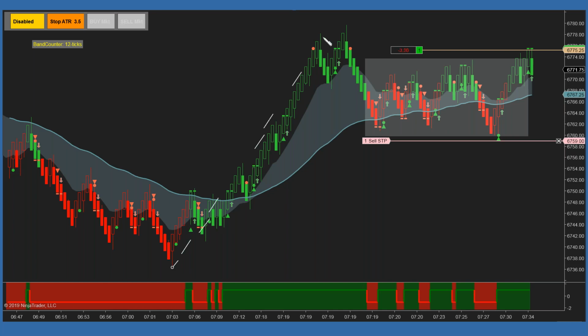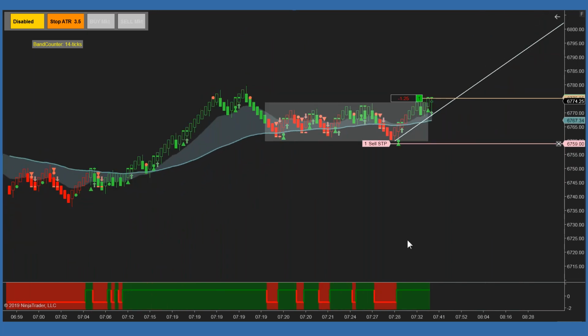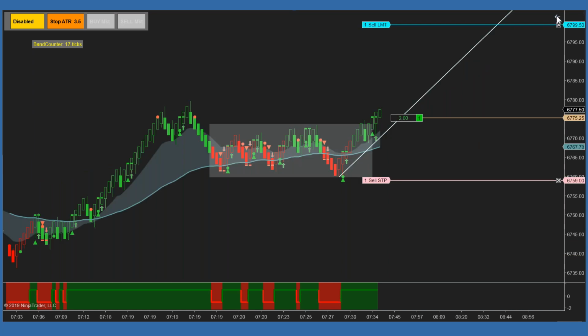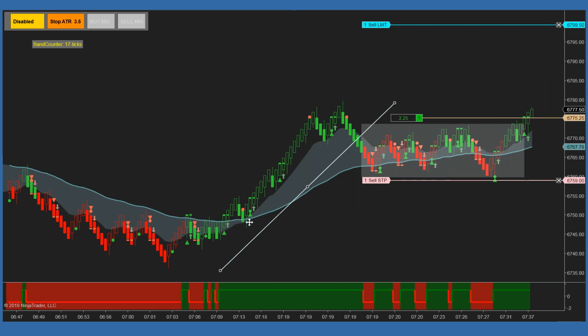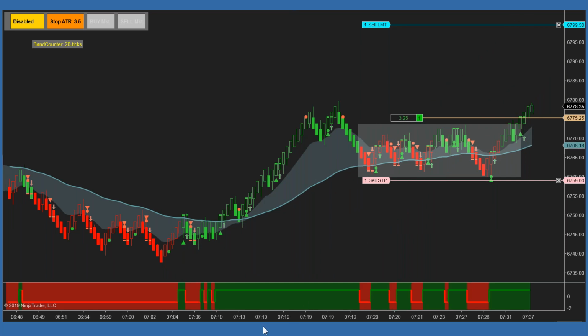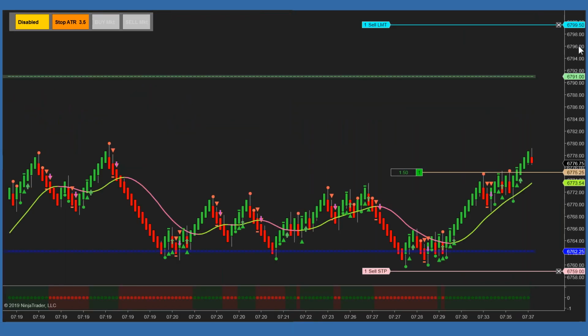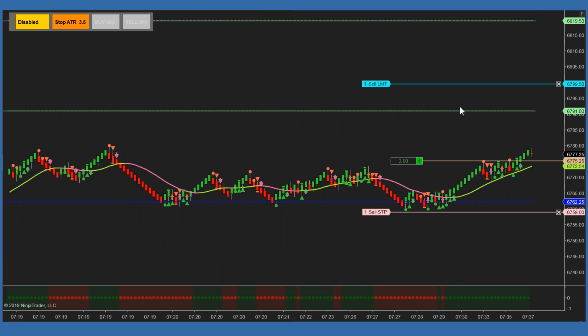If the measured move idea holds, we could have a very, very big target here. So the whole idea behind a measured move is that the market will tend to repeat the move that brought it into the sideways trading range. Not always, but if you're looking for a guide, it's not a bad way to go. Let's see where it falls relative to the support and resistance suite. Oh, just a little bit past the secondary resistance line.